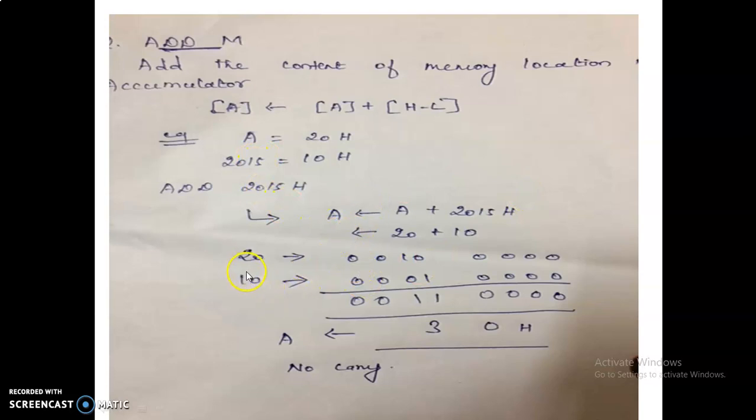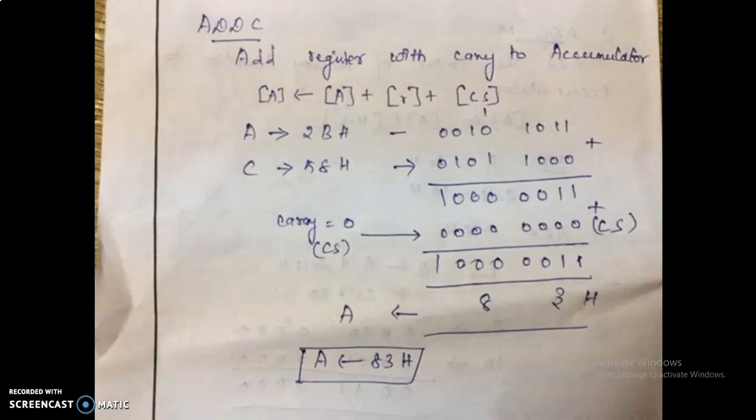Here the value of A is 20 and the value of the memory content is 10. This is the binary notation of 20 and the binary notation of 10. Here the arithmetic addition operation is performed. So 0 plus 0 is 0, 0 plus 1 is 1, 1 plus 0 is 1. So 30H is placed in the accumulator. Here no carry is produced, so the carry flag is not affected in this example. Okay, this is the example of ADD M. ADD M means the content of the memory location is added with the content of the accumulator. The result is stored in the accumulator itself. Okay. So these are the instructions in the addition arithmetic operations in Intel 8085.